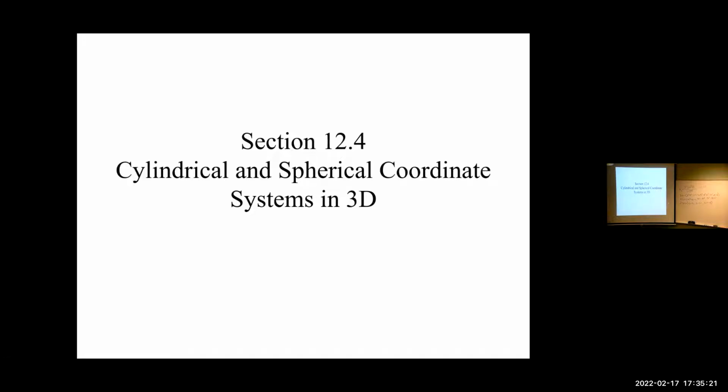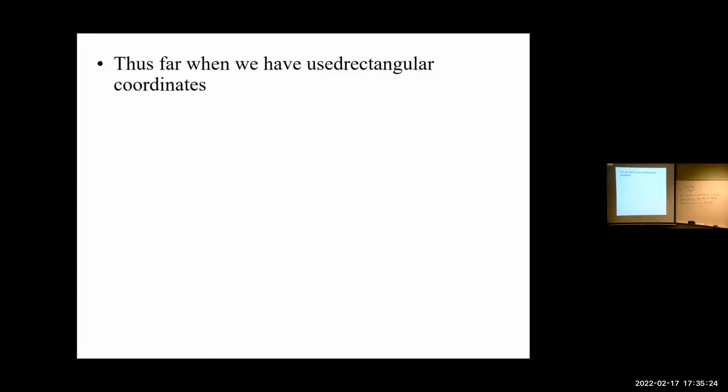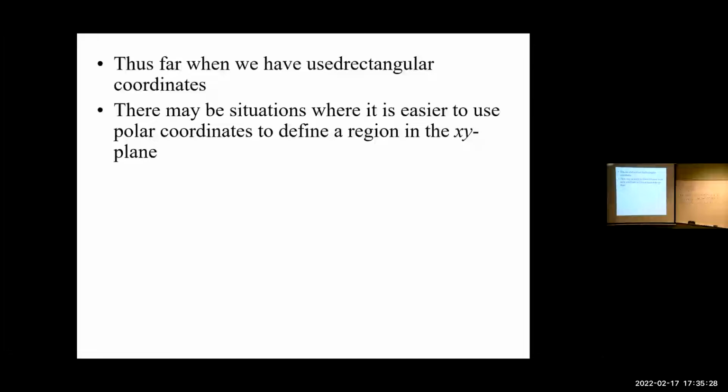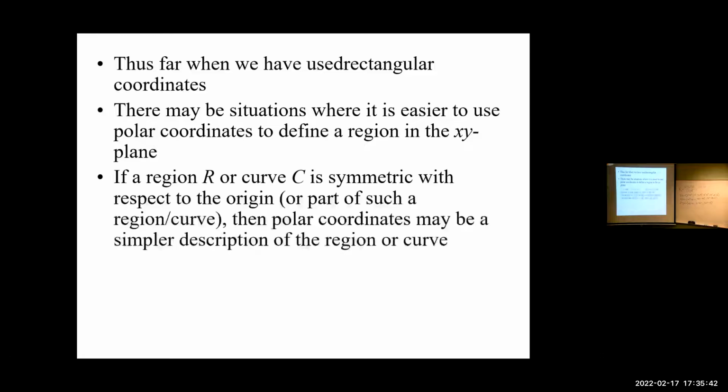Let's talk about these coordinate systems. So far, we've talked about everything in terms of rectangular. We may find situations where it's easier to use different coordinate systems. If you remember polar from your Calc 2 or pre-calc experience, that's a perfect example. If your curve is symmetric about the origin, kind of like a circle, then something like polar becomes much easier to use.